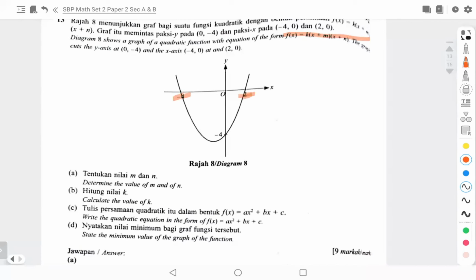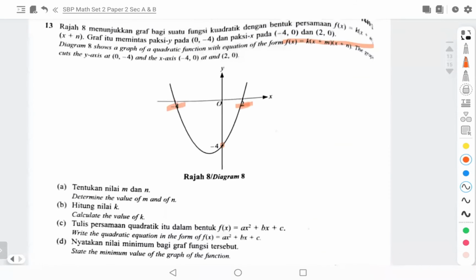The graph, as mentioned, cuts the y-axis at (0, -4) and the x-axis at two points. Determine the value of m and of n. This one is simple. Can you let me know what is the value of m and what is the value of n? I have given you some hints just now: x-intercept. So what is the value of x, m and n?